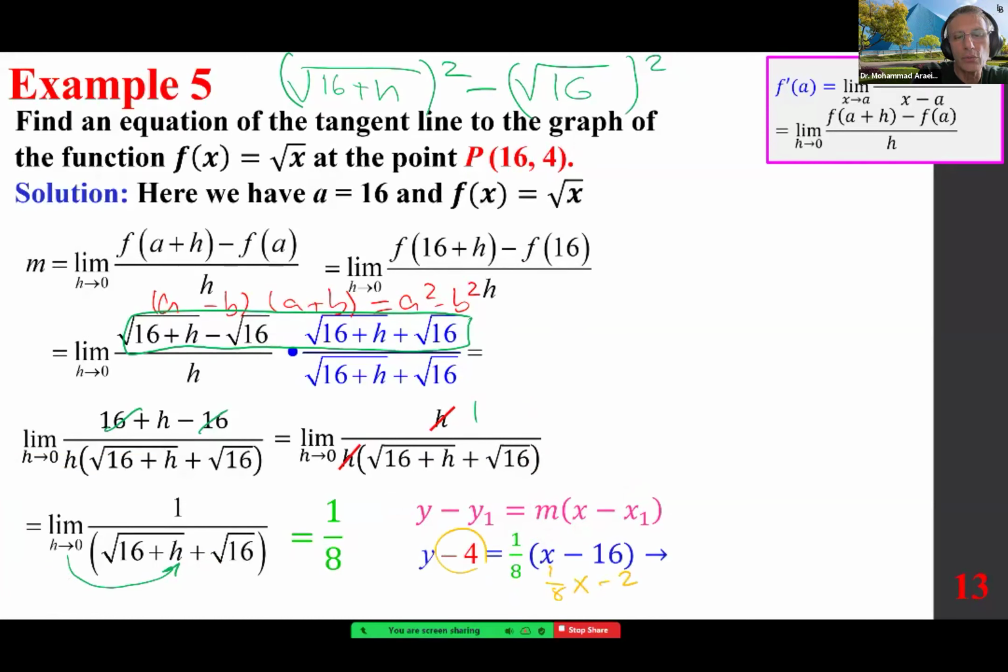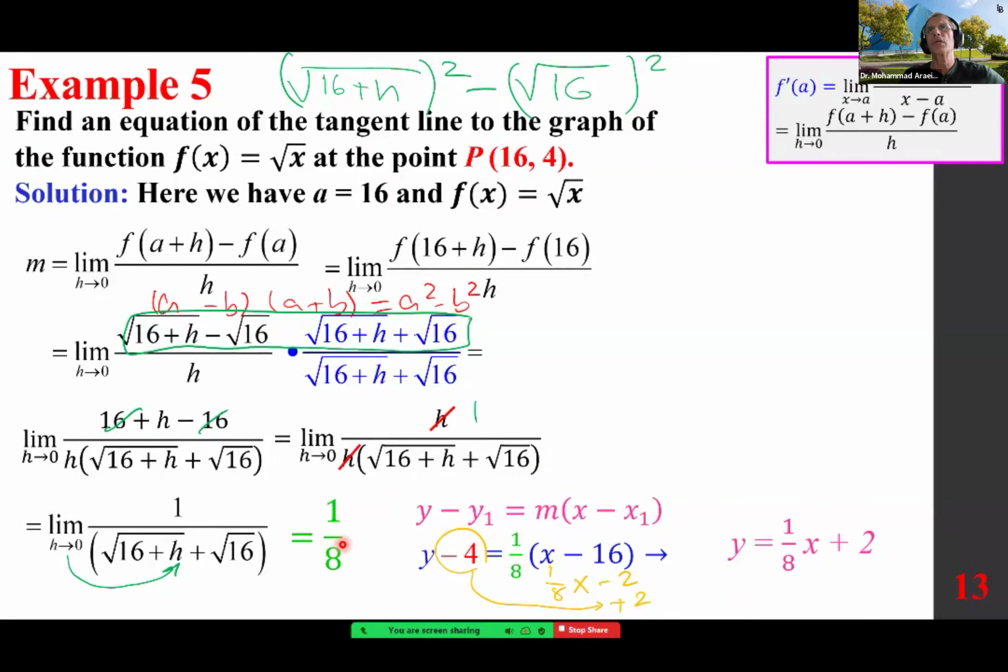And then we are going to move the negative 4. And this is the equation of a tangent line. Now, you can sort of check it. If you plug in 16, you get 4. That means this process from here on, this was right. It doesn't say anything about the slope, whether the slope is correct or incorrect, okay?